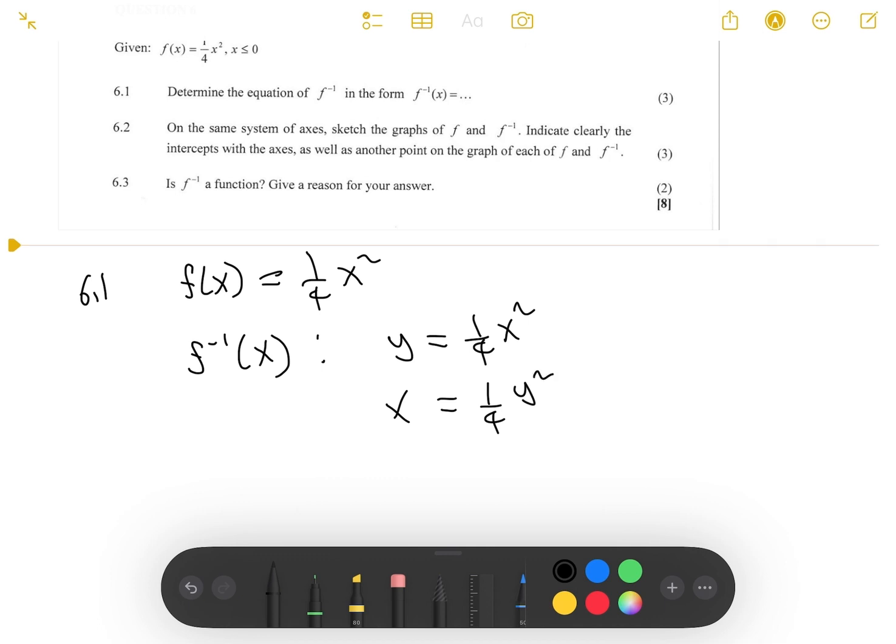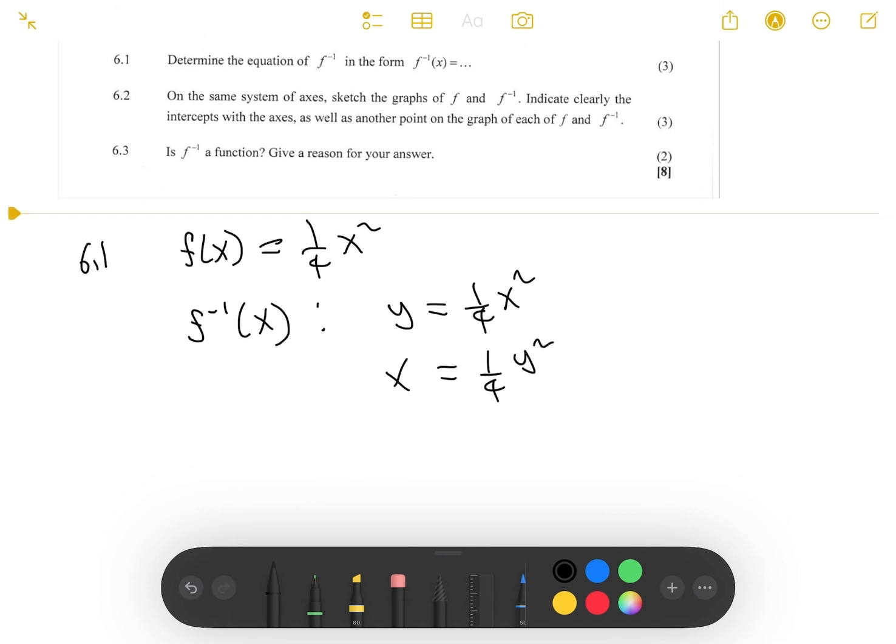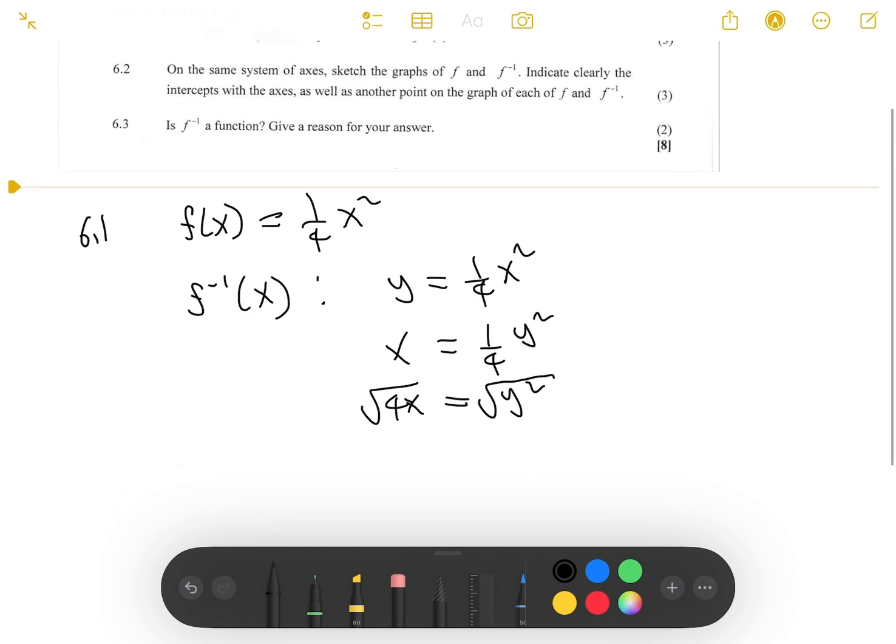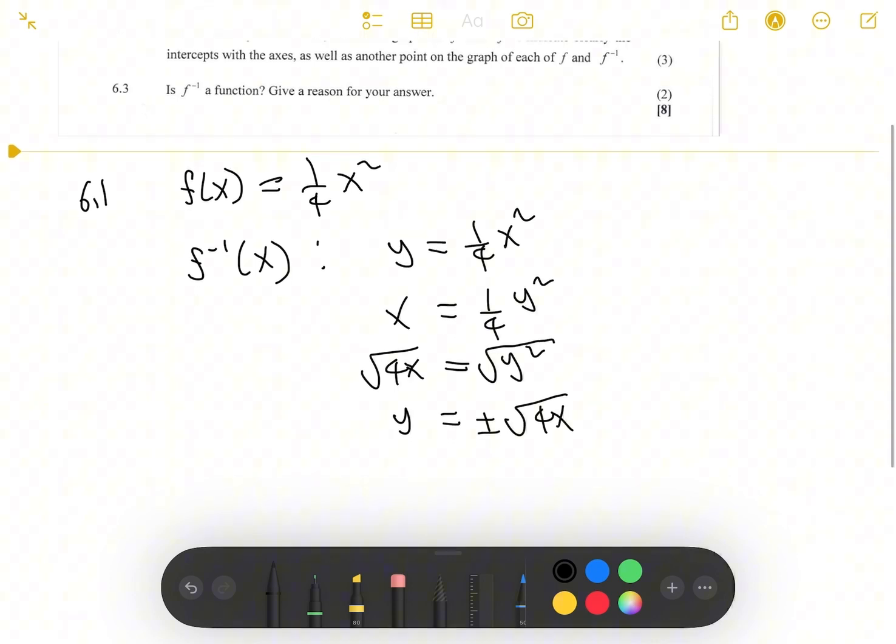From this we basically now have 4x when you multiply both sides by 4, and then here we're just going to have y squared, right? And then square root both sides, then we end up with y being equal to plus or minus the square root of 4x.